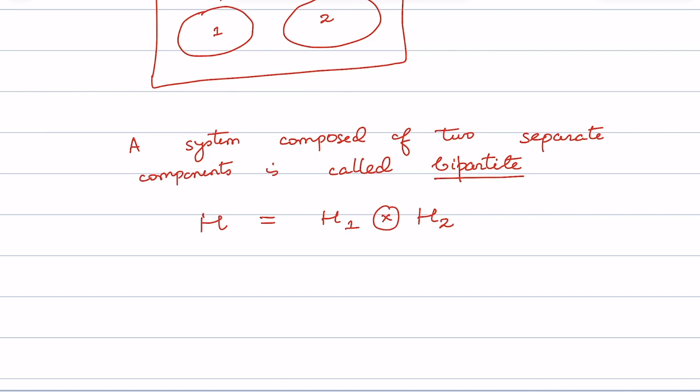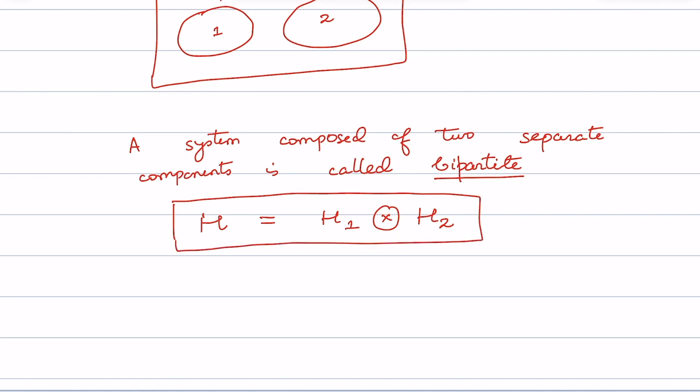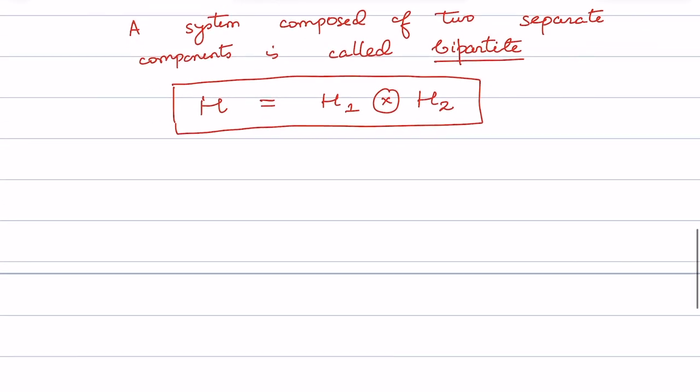It basically says that if we have a bipartite system, it again belongs to the Hilbert space, because one component belongs to H1 and another belongs to H2, so overall it lies in the Hilbert space, right? Everything lies in the Hilbert space, so need not worry much. I will give you some examples, then it will be clearer what I mean by a bipartite system.